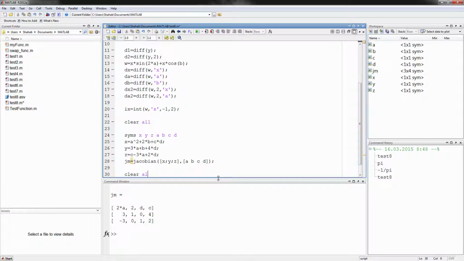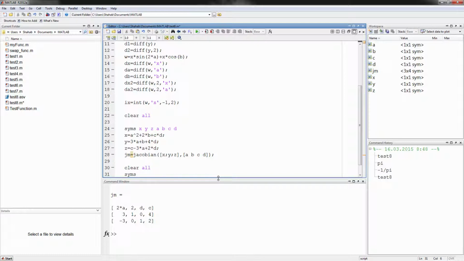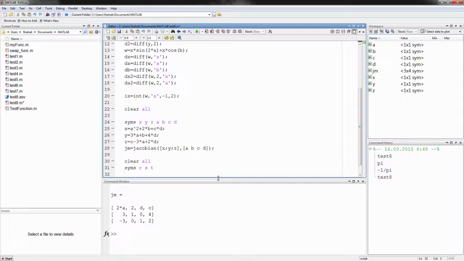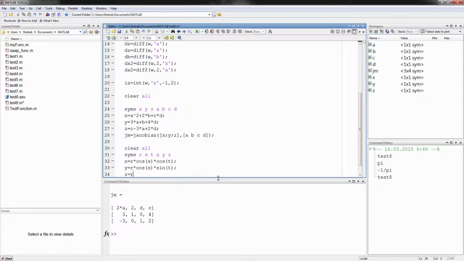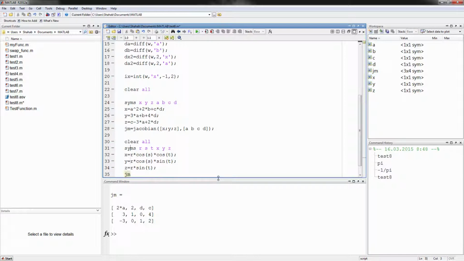Let's do another example. Let's again clear all the variables and define the new symbols. Let's say we have r, s, t, and also we have x, y, and z, and we say that x is equal to r cosine s multiplied by cosine t, y is r multiplied by cosine s multiplied by sine t, and z is equal to r multiplied by sine t. This was, let's say, the first one.